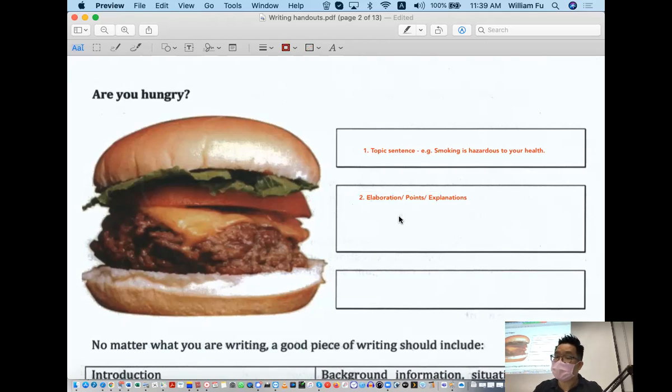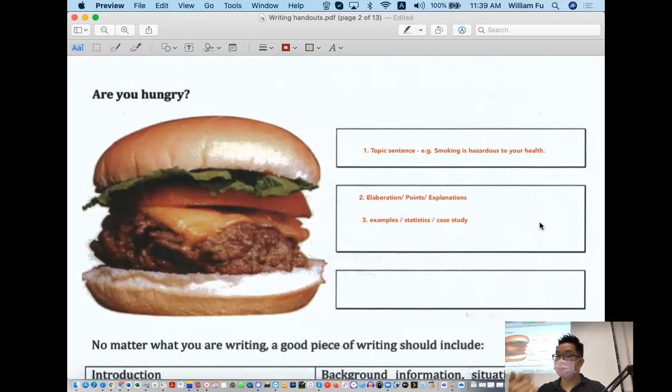Then in a paragraph, what do we call it? After you've explained something, you need to give examples. In your writing, after you explain something, give examples. If, say, for smoking we don't have any examples, then you can use statistics. Or you can give a case study. That's the third part.